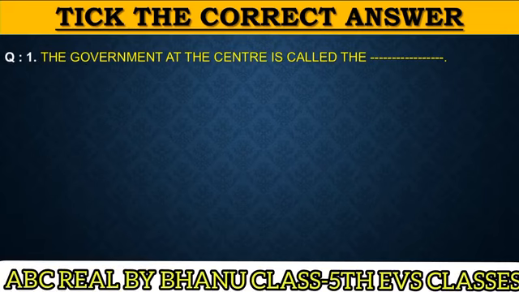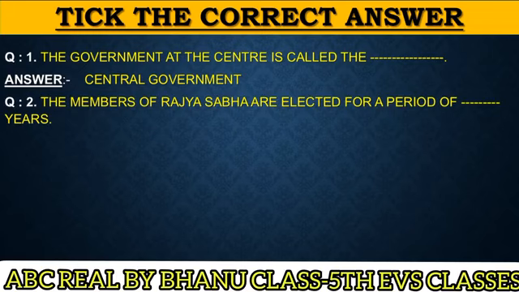Question number 2. The members of Rajya Sabha are elected for a period of dash years. How many members are there in Rajya Sabha? Please write your answer in the comment box. So let's see the answer of this question. Answer of this question is 6 years. The members of Rajya Sabha are elected for a period of 6 years. After every 6 years, the members of Rajya Sabha are elected again.